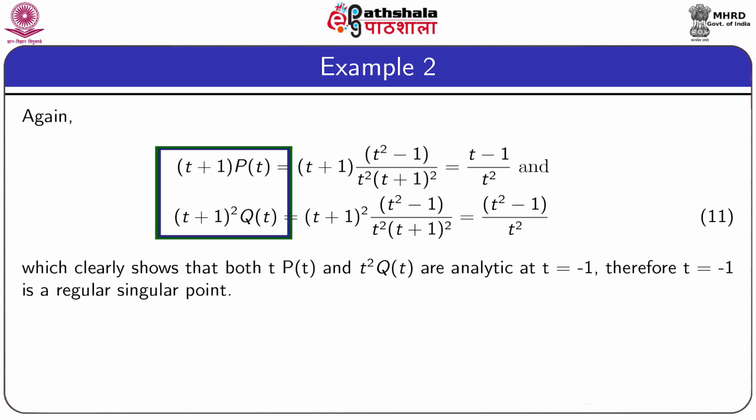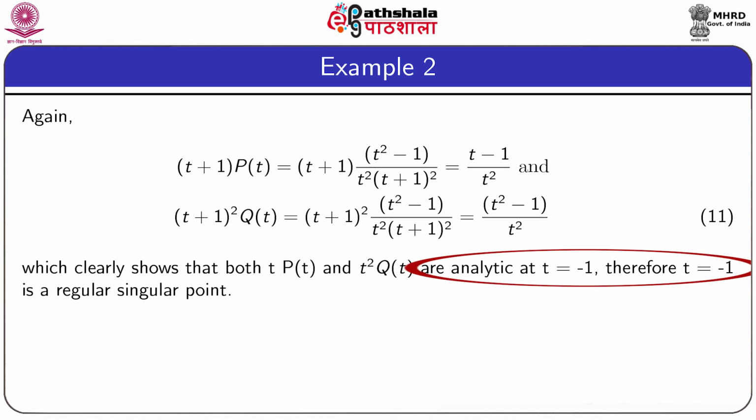From these two expressions given in 11, it is clearly seen that both (t plus 1) Pt and (t plus 1) whole square Qt are analytic at t equal to -1, because if you put t equal to -1 in the denominator of these two expressions, they are still defined, and therefore, we conclude that t equal to -1 is a regular singular point.